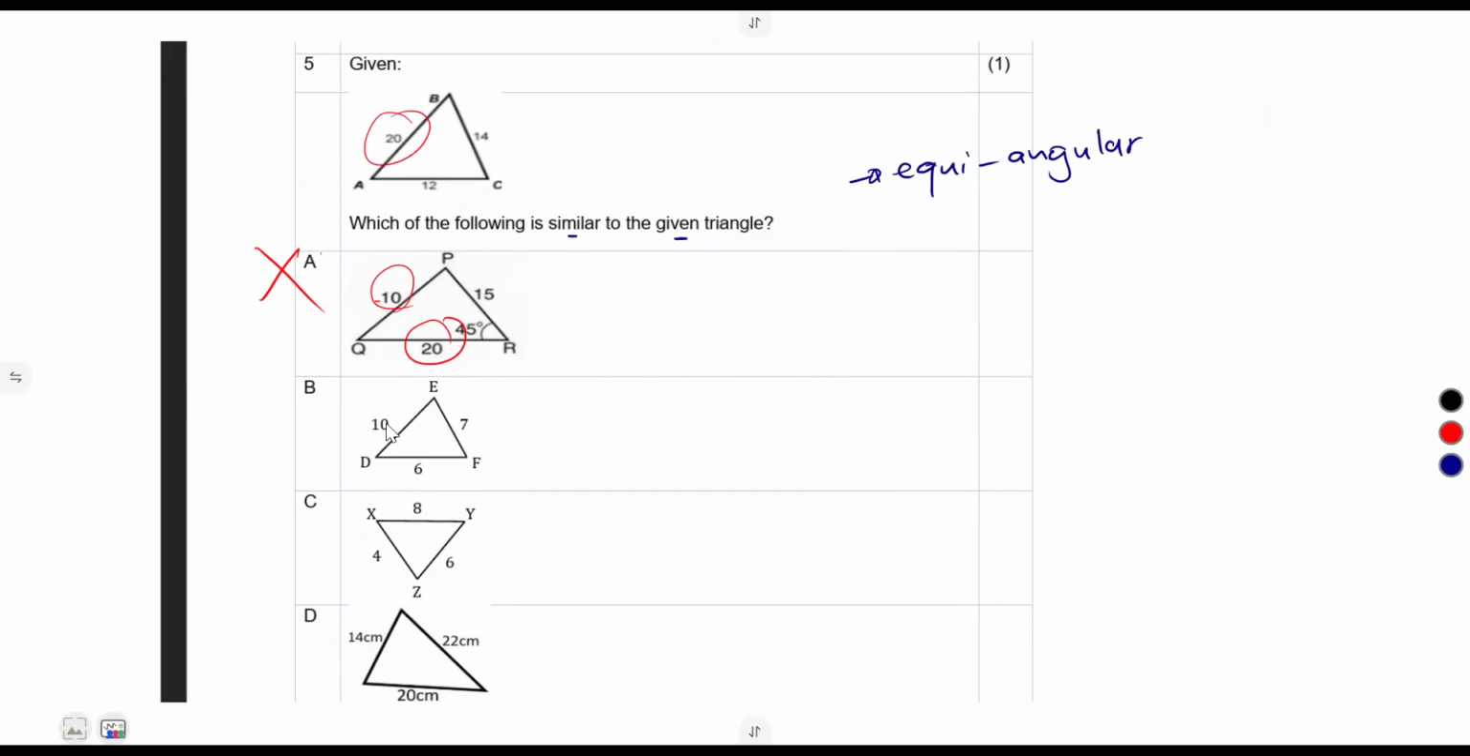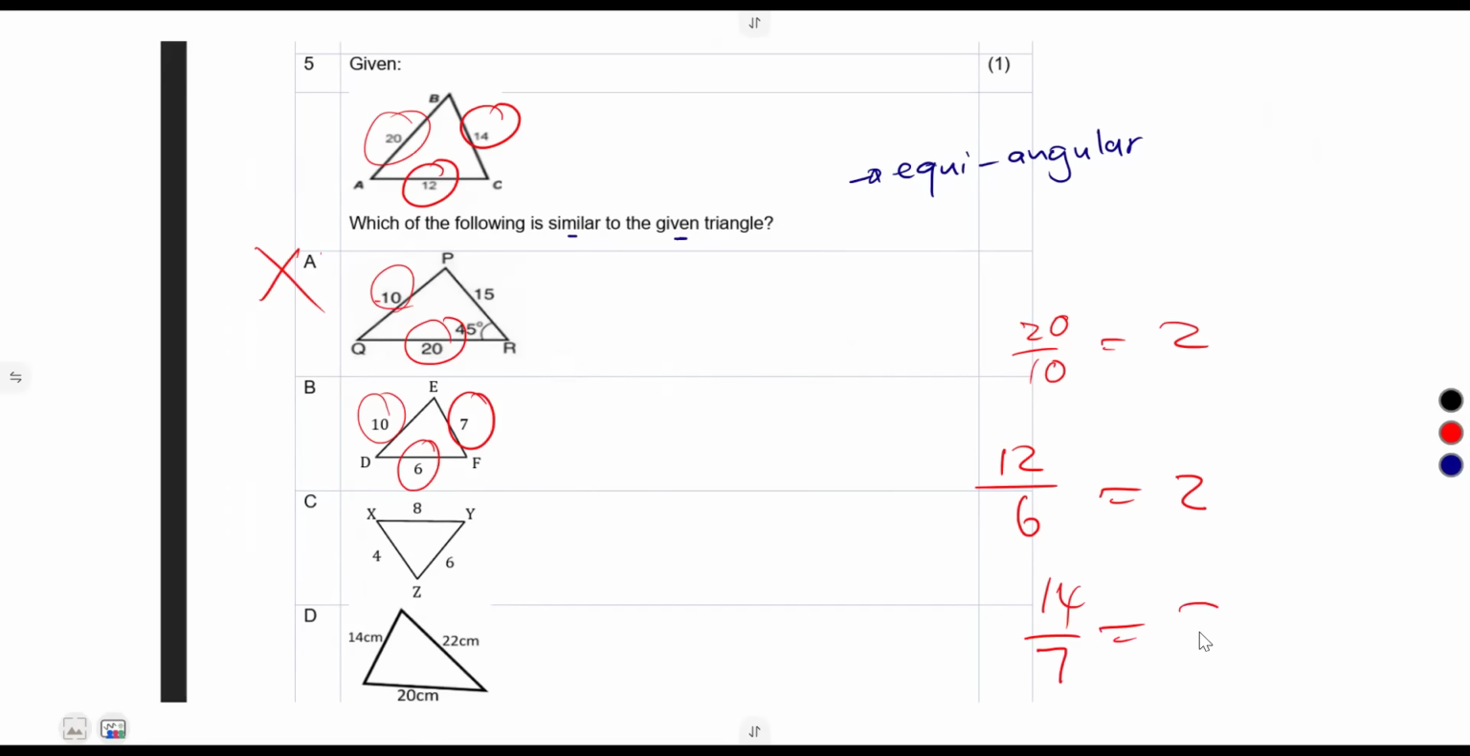This is 20, this is 10. So if we divide 20 divided by 10, that's a 2. This is 12, this is 6. 12 over 6 from this triangle to what you're given. All right, so that's a 2. This is 14, this is 7. 14 divided by 7, that's a 2. So as you can see, we have got the same ratio. So meaning to say it was reduced in the same ratio.